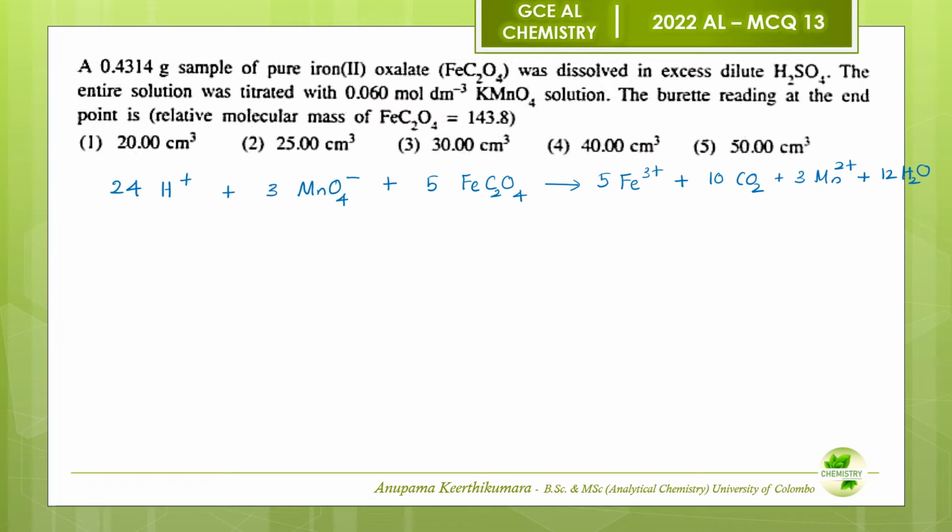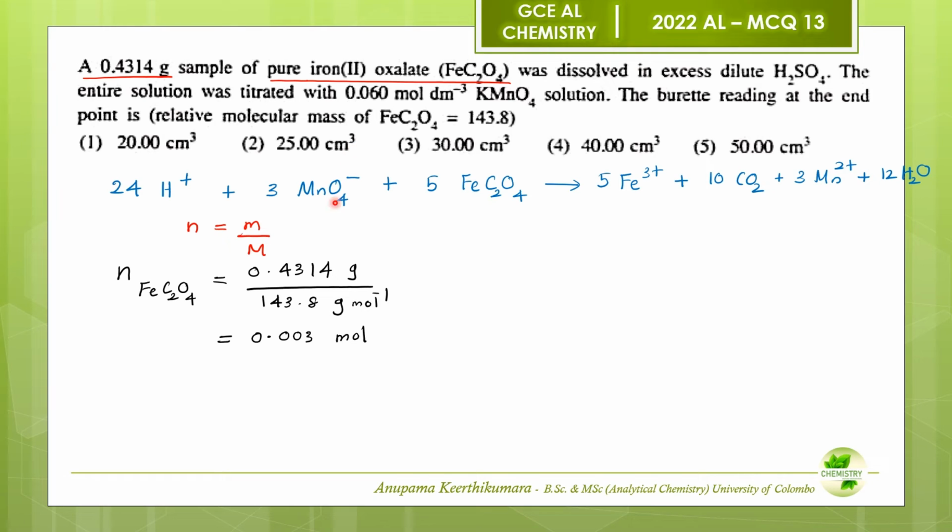Now we will start the calculation. The mass of iron(II) oxalate was given in the question. Therefore, the first thing we have to do is calculate the number of moles of iron(II) oxalate. Number of moles is mass divided by molar mass. Mass of iron(II) oxalate is 0.4314 grams and the molar mass of iron(II) oxalate is 143.8. The answer is 0.003 moles.